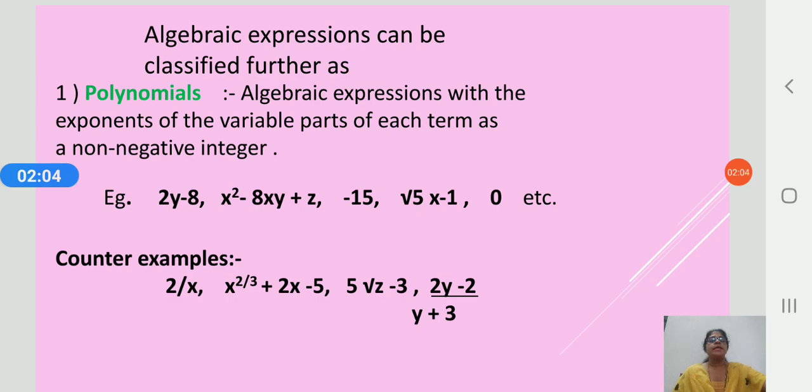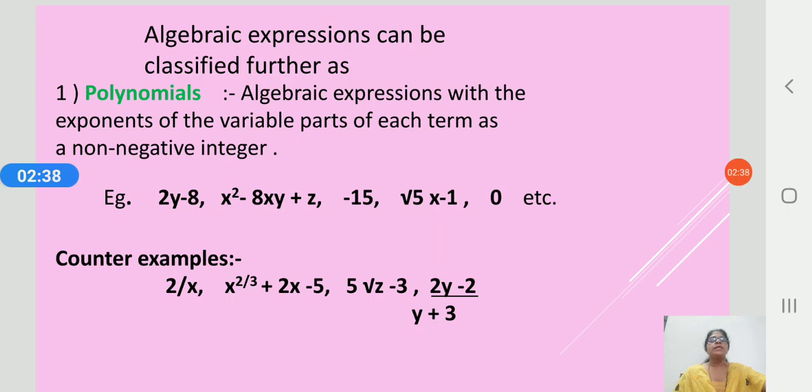Second example, x square minus 8xy plus z. Here three variables are there, x, y and z. The exponent part is always non-negative only. Negative 15: here the degree is 0, since negative 15 is negative 15 into x raised to 0. Another example, root 5 into x minus 1. Here the degree of x is 1 and 0. These are examples of polynomials.